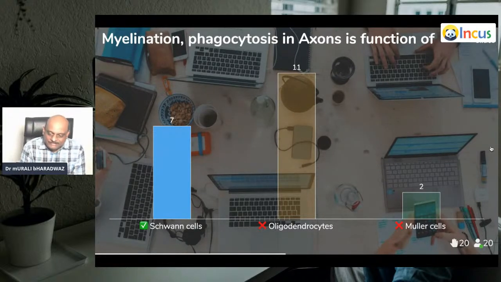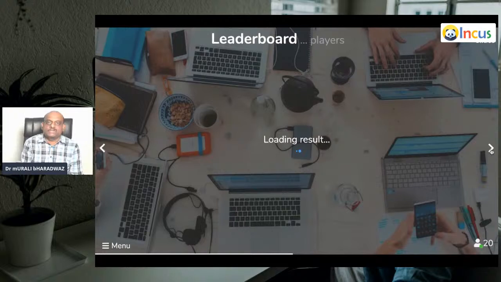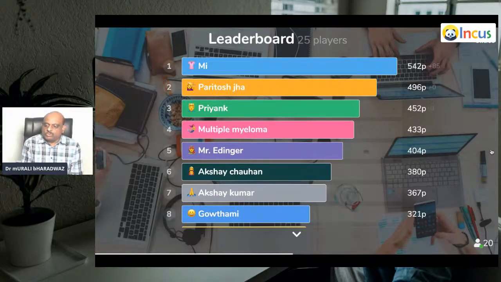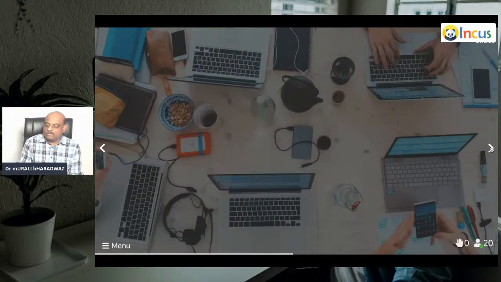But yeah, Schwann cells versus oligodendrocytes. You need to be very sure. In the peripheral nervous system, myelination is all Schwann cells and centrally it is oligodendrocytes. So that brings MI, Edinger, multiple myeloma on the top.